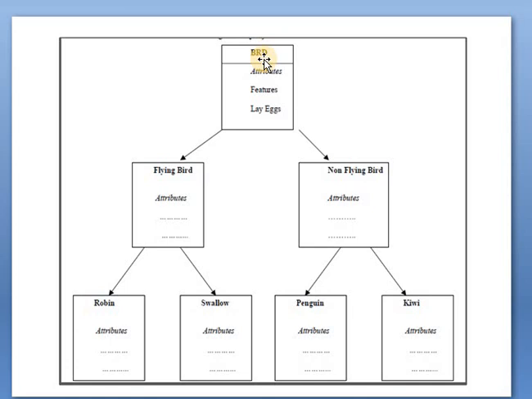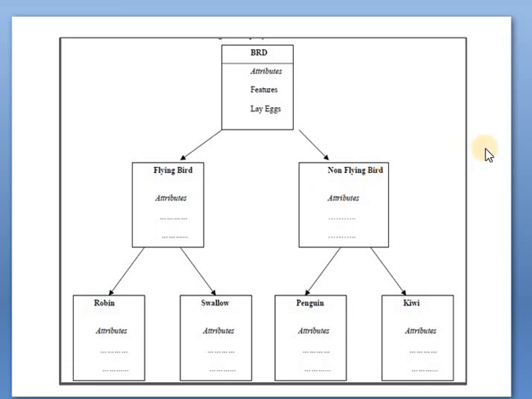The next is multiple inheritance. A derived class with more than one base class is called multiple inheritance. Means here suppose there are 2 base classes and we have derived one new class from both base classes. Next one is hierarchical inheritance. Here is the example of hierarchical inheritance. If one base class is inherited by more than one derived class, then it is called hierarchical inheritance. Here bird is a base class and it is derived into two derived classes, that is flying bird and non-flying bird. So it is a hierarchical inheritance.